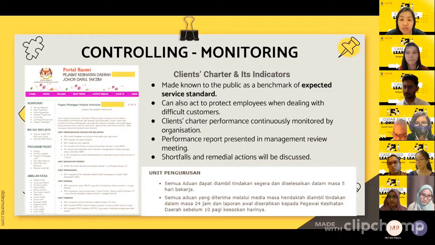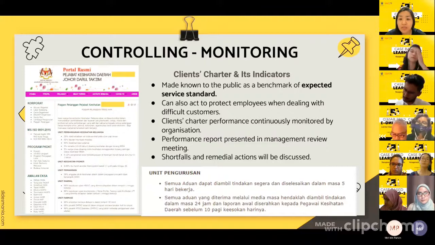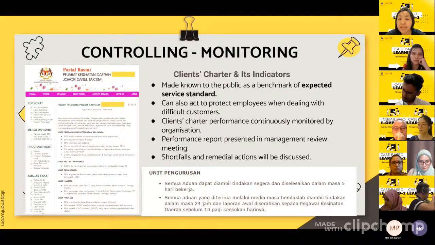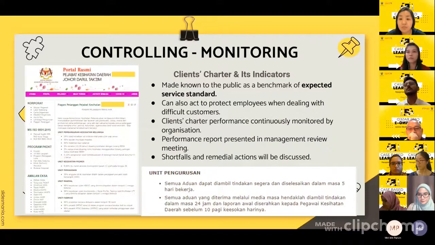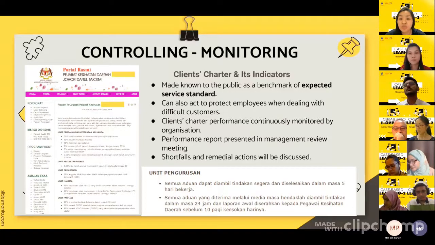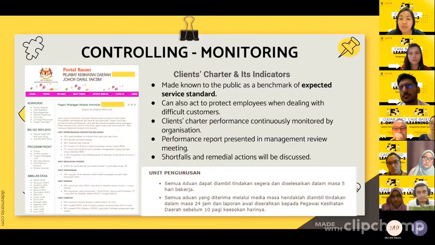Okay, thank you, Bing. So now I will talk about controlling. In the Malaysian Administrative Development Circular, also known as the Pekeliling Kemajuan Pentadbiran Awam, Bilangan 3 Tahun 1993 in Malay, the Client's Charter is defined as a written commitment by the government agencies to the clients about the service provided. It is an assurance by the agencies to provide the services subject to a measurable standard of service.